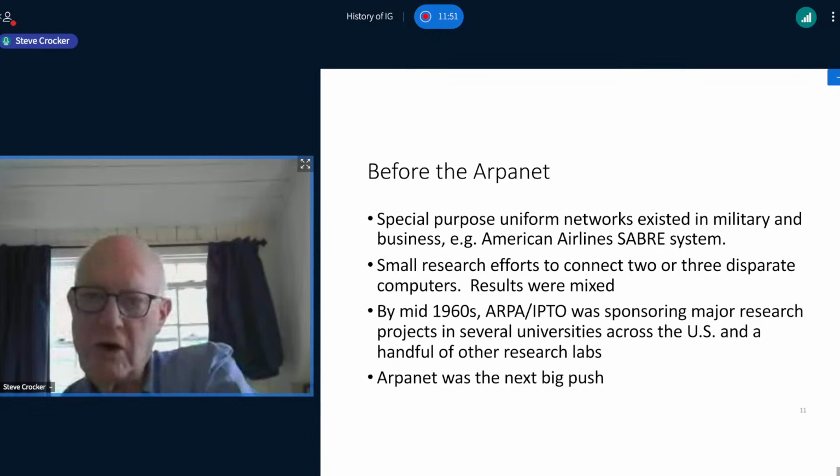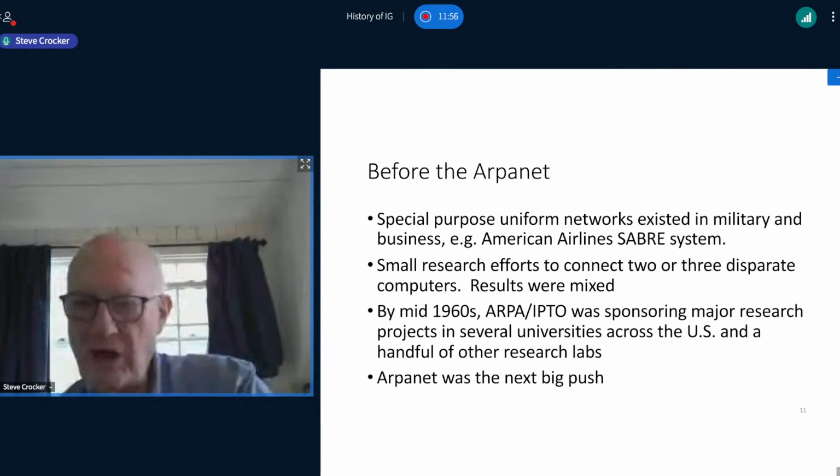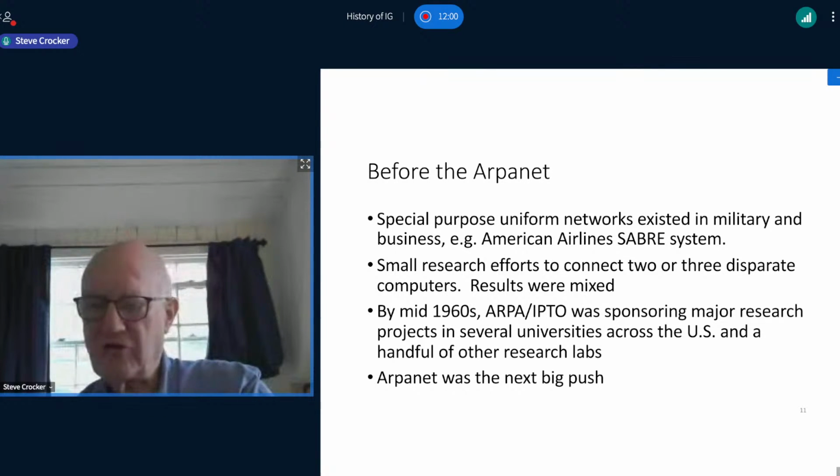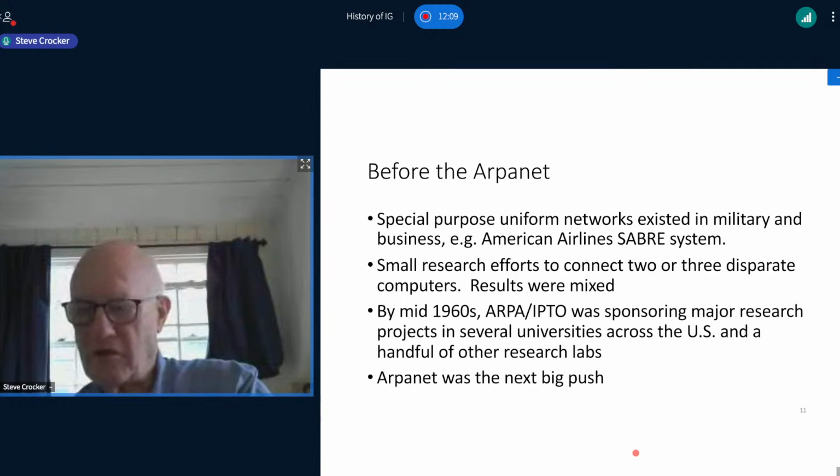So before the ARPANET project was started, what was the state of networking? Well, there had been some successes in connecting computers together in special purpose networks, both in the military and in business. American Airlines had a reservation system called Sabre. There were some special purpose military networks that were connected. These were typically controlled in their architecture in that they had the same kind of computers used everywhere, and they were used in a very narrow and specific sense.